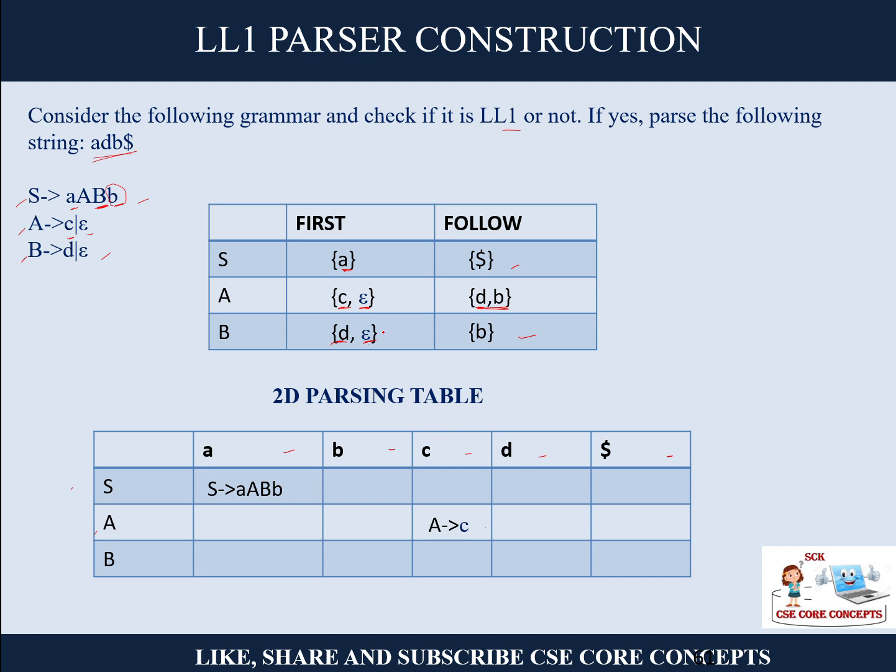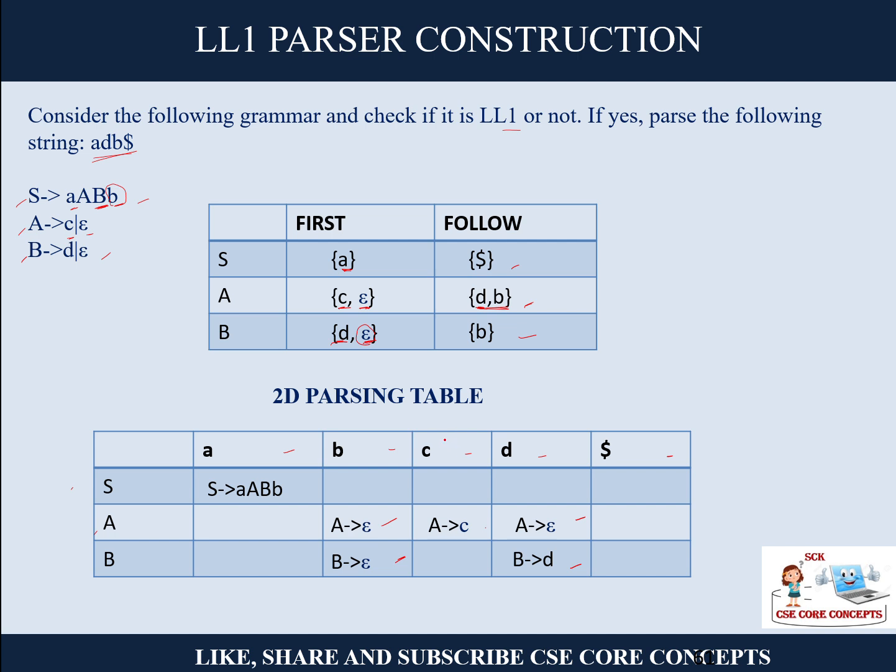We have discussed that in case there is an epsilon, we are going to use the follow set to apply the rule. So where is the follow? At d and b. So at b and d we have written A takes the form epsilon. Now for B, the first of B is d, so the rule we are going to write here is B goes to d, and for epsilon we will follow the follow of B, that is b. So in here, under b, we are going to write B goes to epsilon.